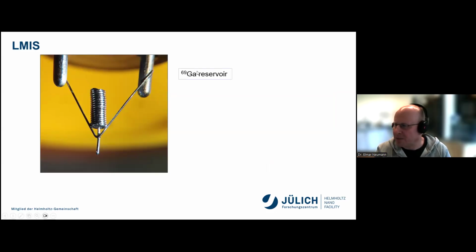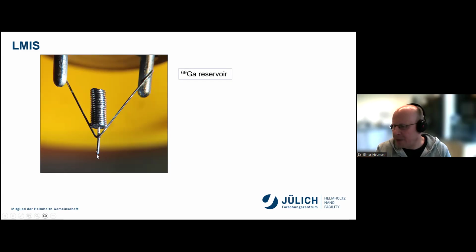This is a typical LMIS, a liquid metal ion source. Here in this very small cylinder, these are heating coils. Gallium 69 is put in here for special reasons. We would like to have isotopically clean gallium in this case. And again, the melting point is around 40 degrees.